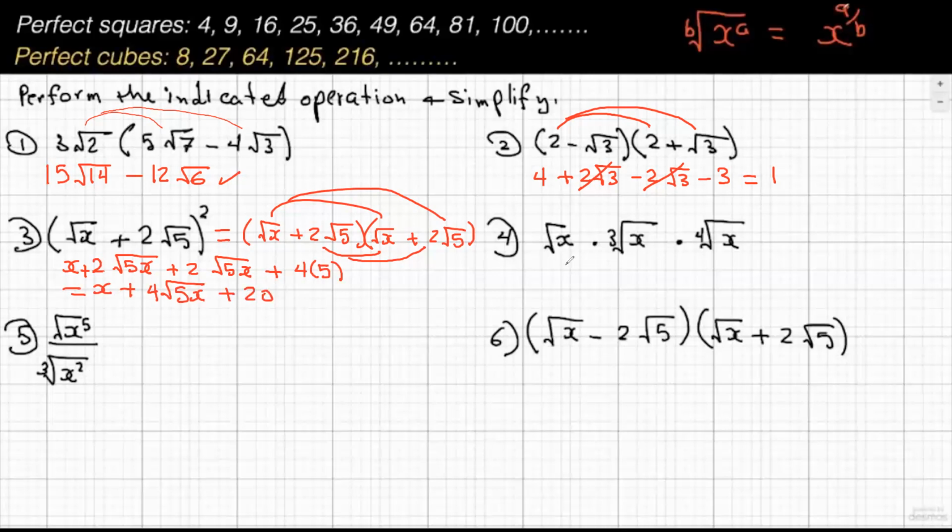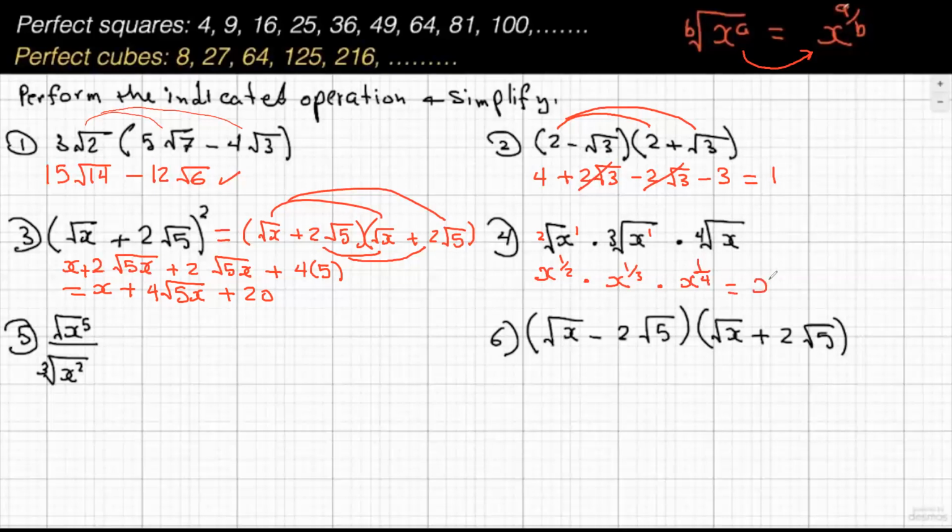Okay, how about here? You cannot multiply them, even though the operation is multiplication. You cannot multiply them the way they are right now; you have to change them to exponential form. So you got to change from here to here. And remember the square root means there's a 2 in the index and then a 1 right here. So this becomes x to the 1/2, times, there's a 1 here, so that's x to the 1/3, times x to the 1/4.